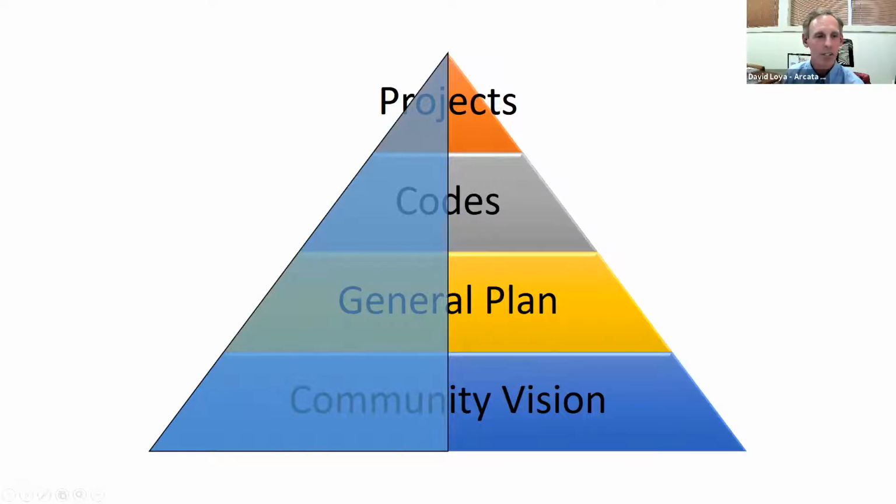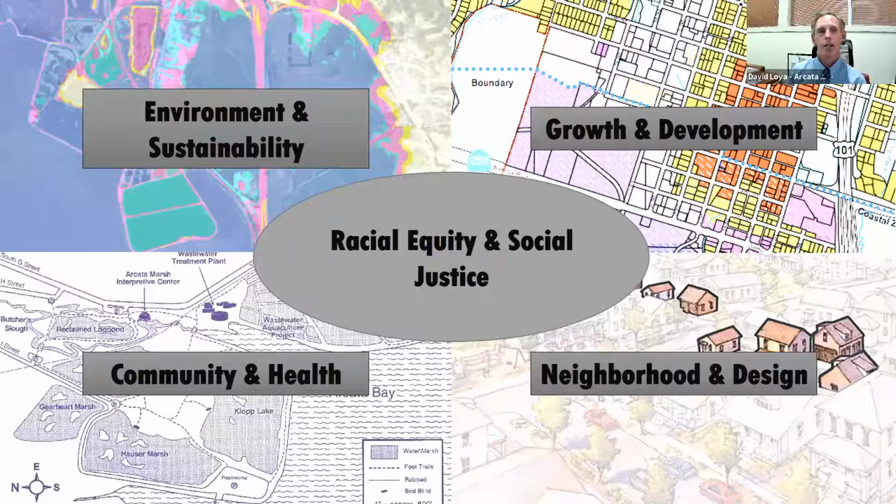I appreciate you working with us through this new territory that we're all exploring together. And again, back to Jen's point, let's be sensitive to one another and appreciative. So that's why we're bringing these 4 different elements of growth and development, environmental and sustainability, community and health, neighborhood and design, with a racial equity and social justice lens.